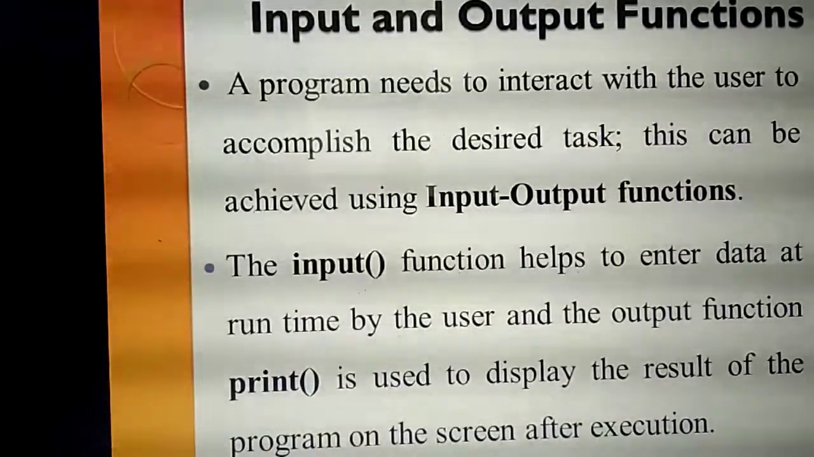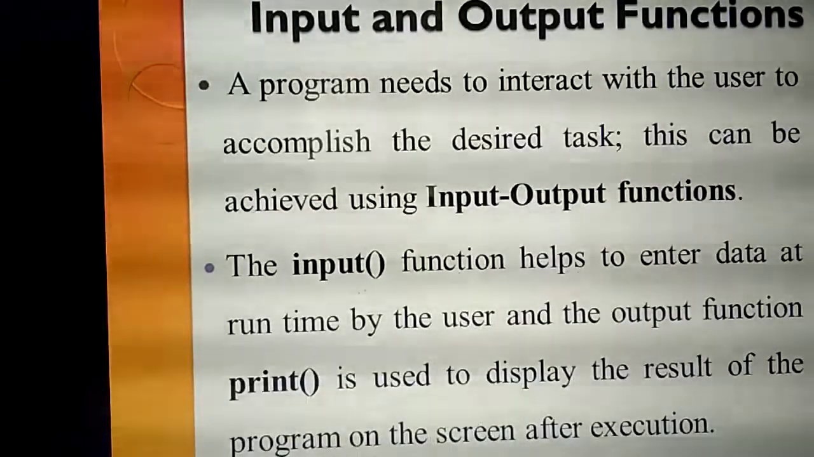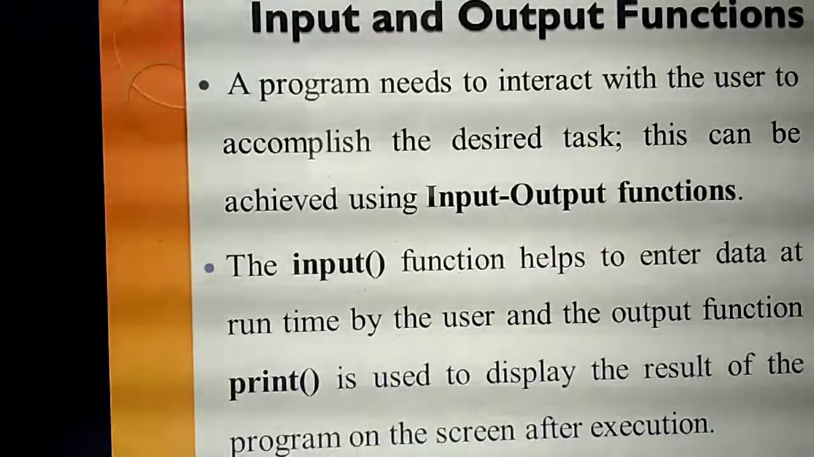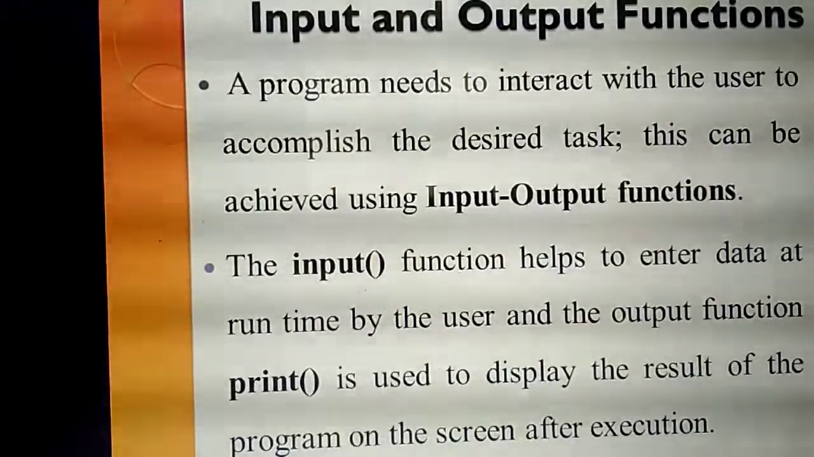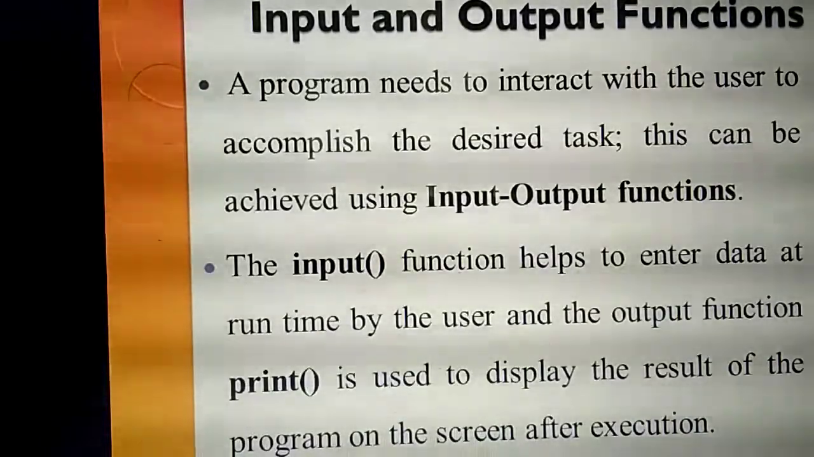So after you execute the program, what line will it display on the output screen? "Enter the value of a." So where are you giving the value of a? On the output screen. That is called entering the data at runtime. What do we mean by entering data at runtime? While you are running the program, you get output, and on that output screen you give some values as input. That is called data at runtime.